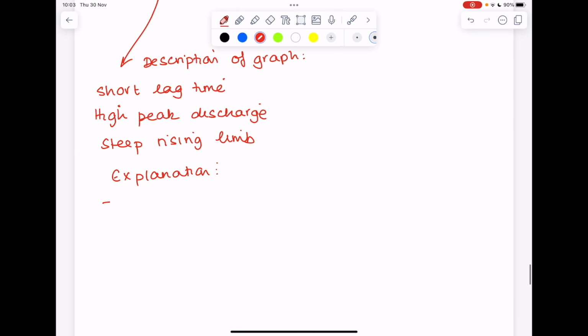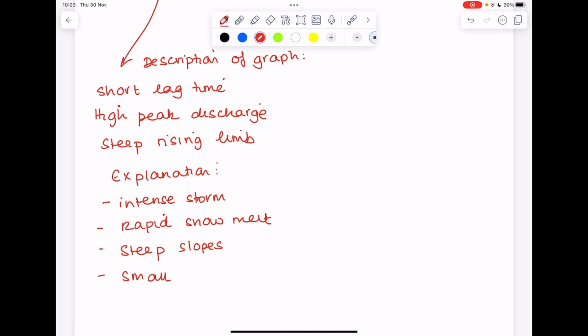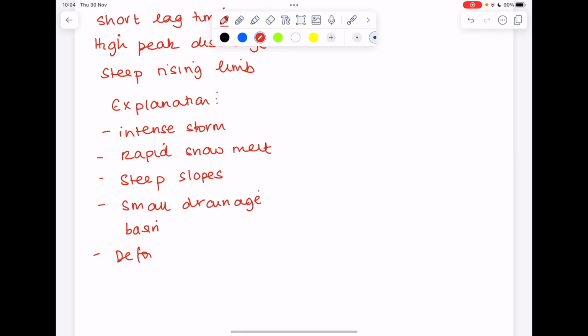You could have had an intense storm or rapid snow melt, steep slopes. So if we consider the geology, steep slopes mean that we'll get lots of runoff into those rivers. A small drainage basin will also give rise to flashy storm hydrographs. In terms of human behaviours, deforestation and urbanisation will increase surface runoff and therefore mean that you're more likely to get a flashy storm hydrograph. So there's lots of different factors you can talk about affecting the shape.